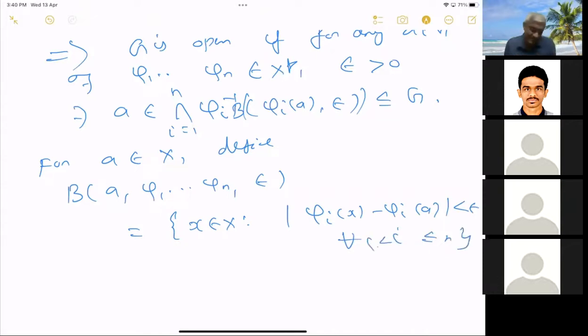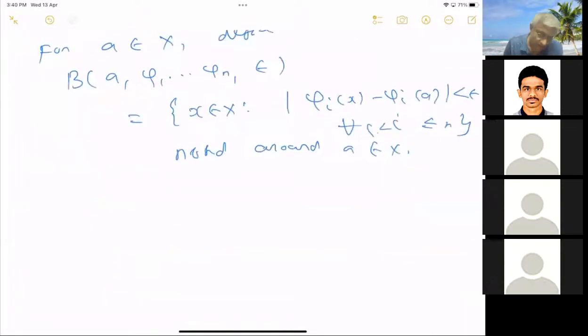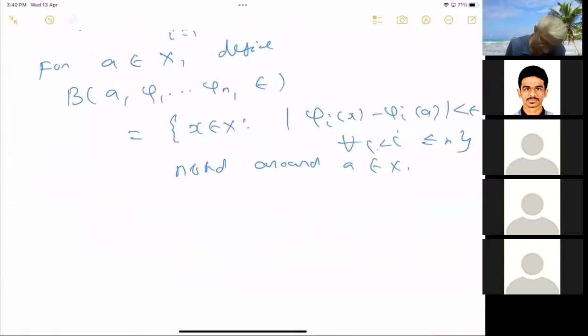Okay. This is like an open ball, this is like an open neighborhood. I mean, usually in a metric space, an open ball will be given by a point A and a positive number epsilon. But here you need some phi1 up to phi n also. So this is a neighborhood around A. And a set is open if and only if there exists a neighborhood around each point which is completely contained in it.